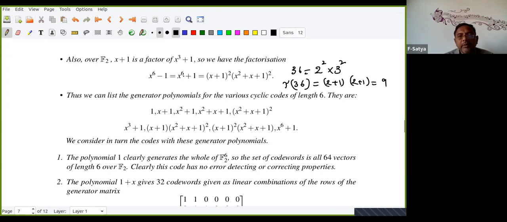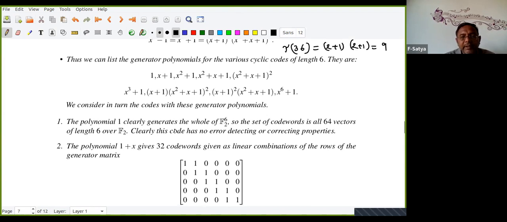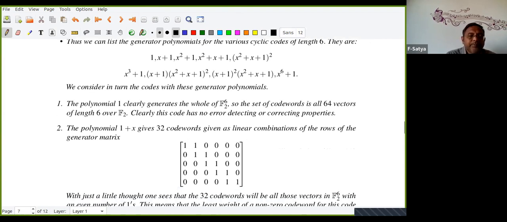So 1, x plus 1, x square plus 1. Why did I write x square plus 1 here? It is because x plus 1 into x plus 1 is x square plus 2x plus 1, but over F2 that is x square plus 1 only. Like that I did all of those. I'm explaining one after another. Please let me know.